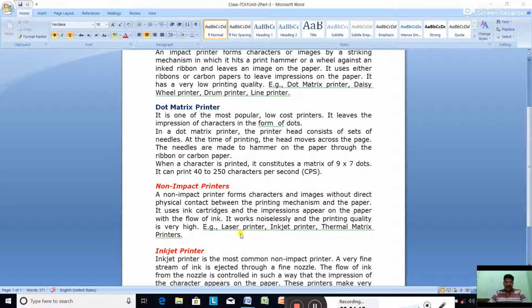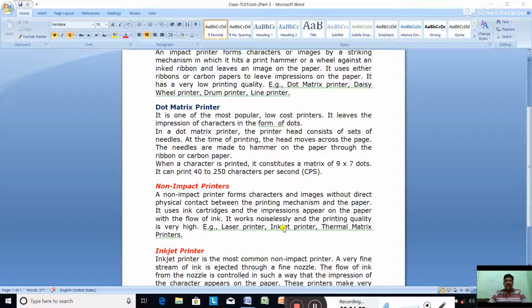Now, non-impact printers. What is a non-impact printer? It is better than impact. A non-impact printer forms characters and images without direct physical contact between the printing mechanism and the paper. They do not hit the paper, and there is no carbon or ribbon like in the impact printer. It uses an ink cartridge, and the impressions appear on the paper with the flow of ink. They throw the ink on the paper and it gets dry and the letter is formed.